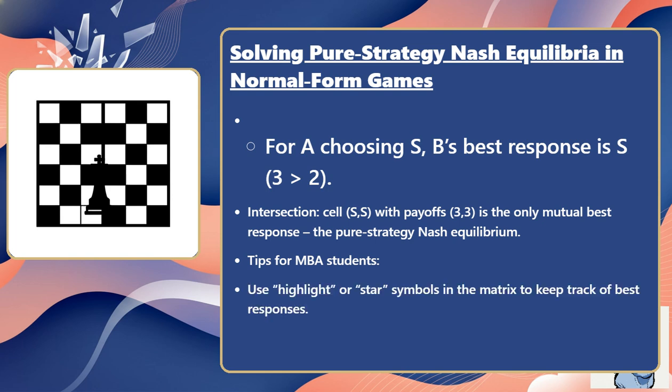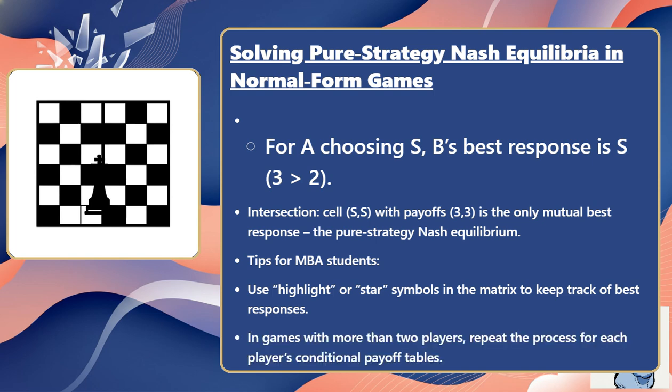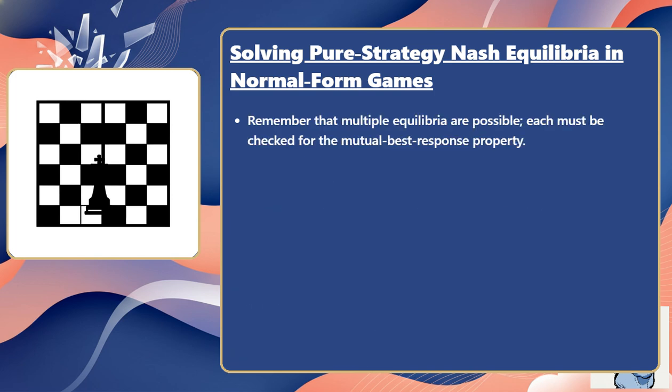Tips for MBA students: Use highlight or star symbols in the matrix to keep track of best responses. In games with more than 2 players, repeat the process for each player's conditional payoff tables. Remember that multiple equilibria are possible; each must be checked for the mutual best response property.